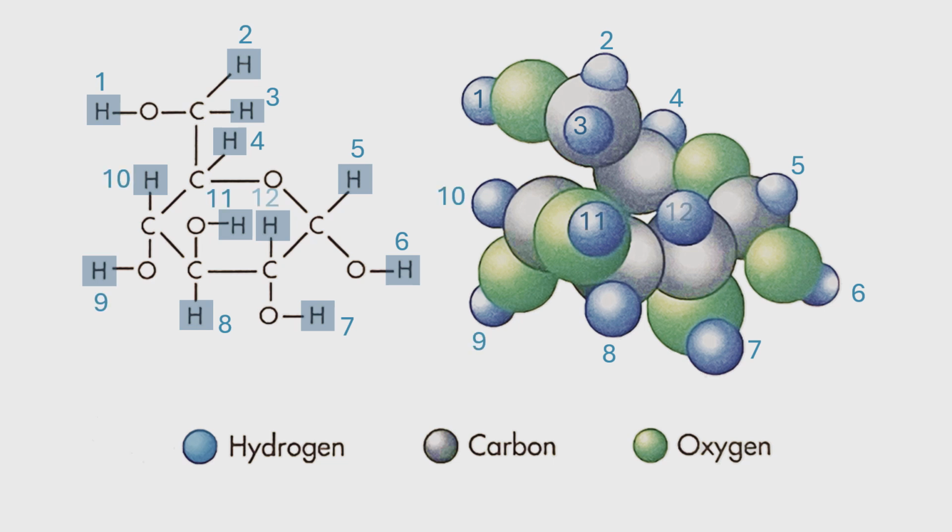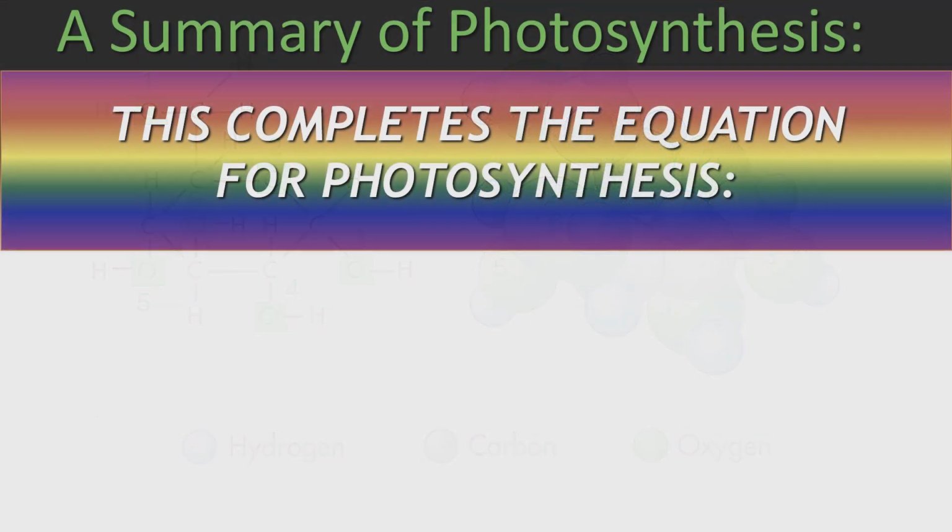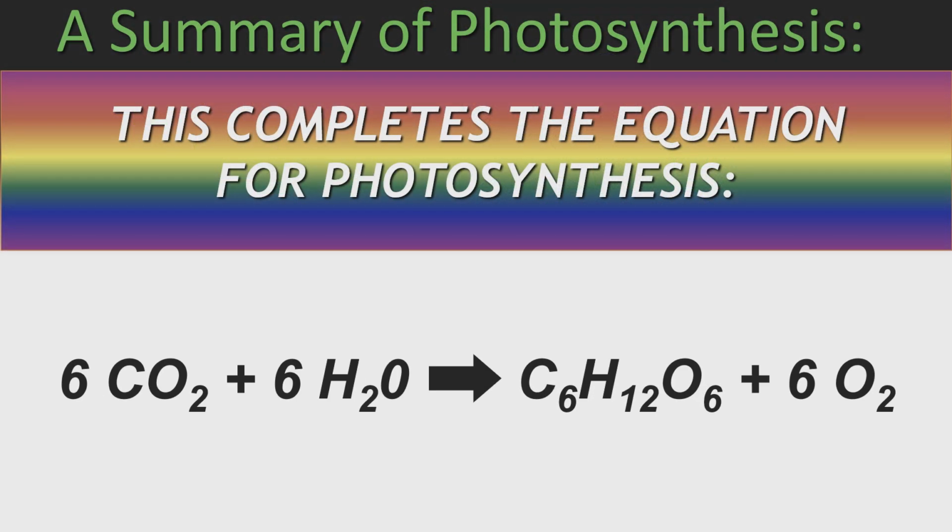C6, but H12. How many oxygens? Well, this is easier. 1, 2, 3, 4, 5, 6. So the formula for glucose should be C6H12O6. There should be 6 carbons and 12 hydrogens on both sides of the equation. And here we go. 6 carbon dioxides plus 6 waters, that's 12 hydrogens, gives us 1 glucose sugar, C6H12O6, and 6 diatomic oxygens.